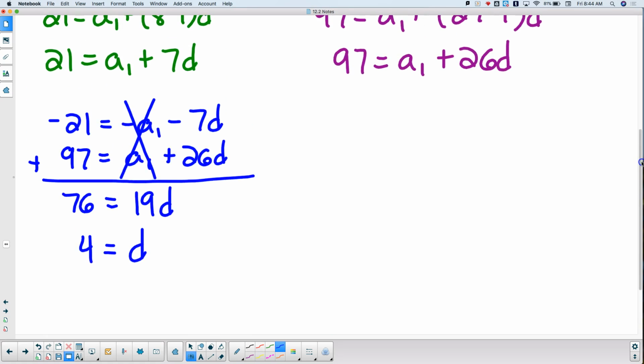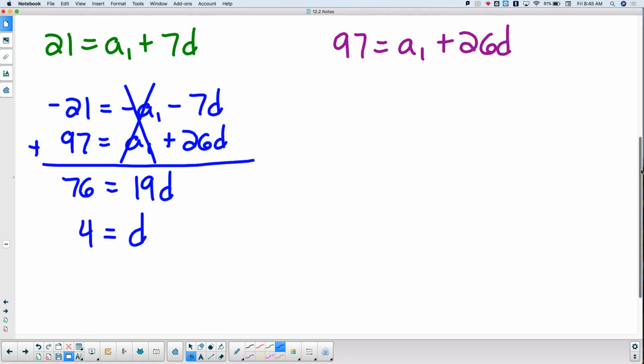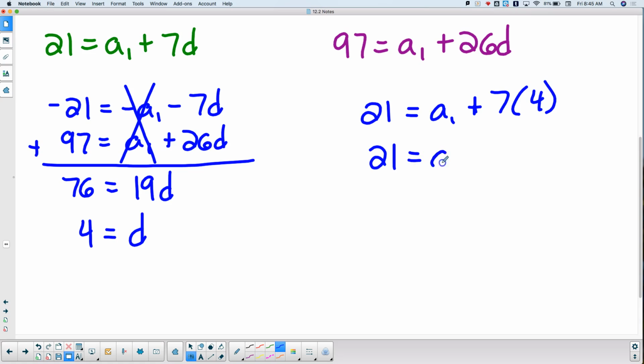Okay. If D is 4, do you want to plug it back into green or into purple? Green, smaller numbers, I would concur. So then this would be 21 is equal to a sub 1 plus 7 times 4. 7 times 4 is 28. Oops, I put a double equal sign. So I get negative 7 is a sub 1.